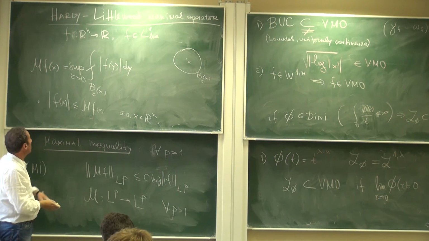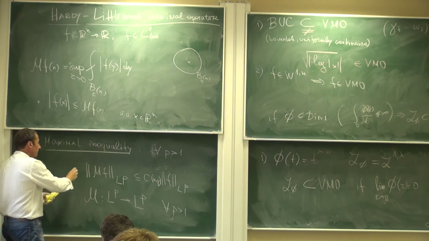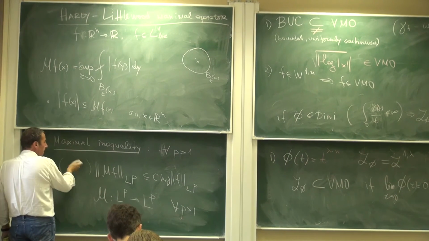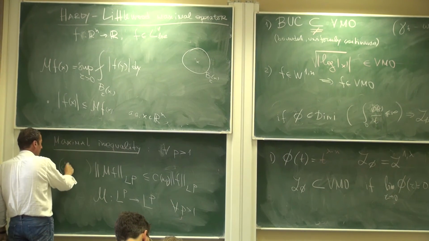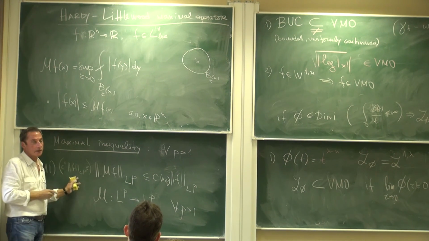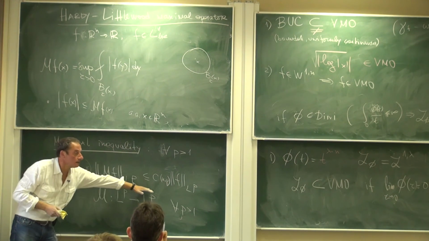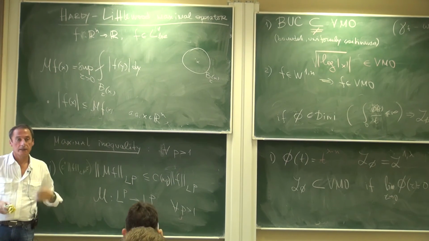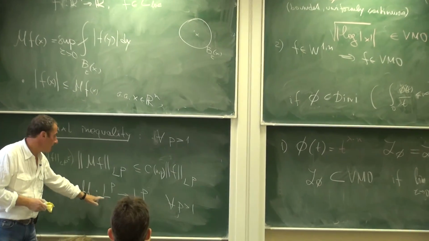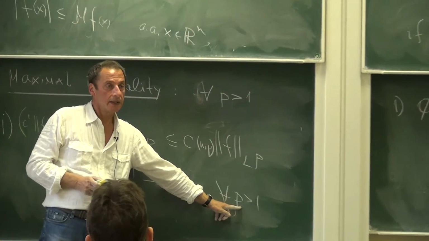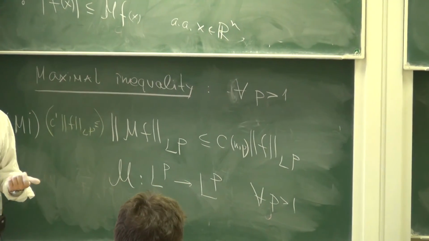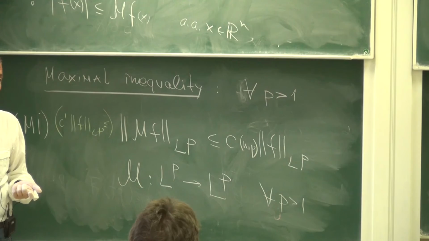Of course, by means of this inequality, you will also have, for another constant c prime, this inequality here. But what is interesting is this one, which gives boundedness of the maximal operator. Note that this is true for p greater than 1. And it fails when p equals 1 and also when p equals infinity.